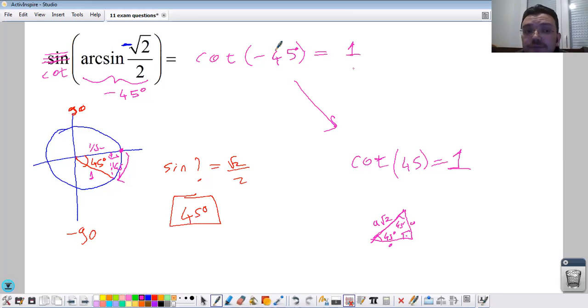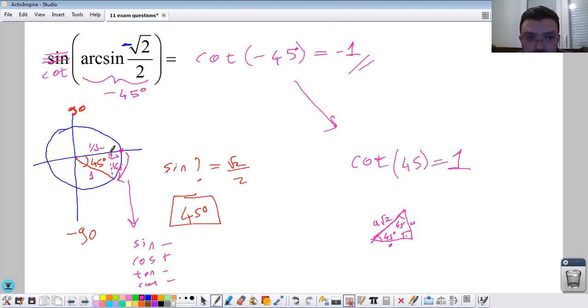And later, since it's -45, it is in the fourth quadrant. In the fourth quadrant, sine results are minus, cosine results plus, tangent results minus, cotangent results minus. So it should be -1. You can also find it like that.